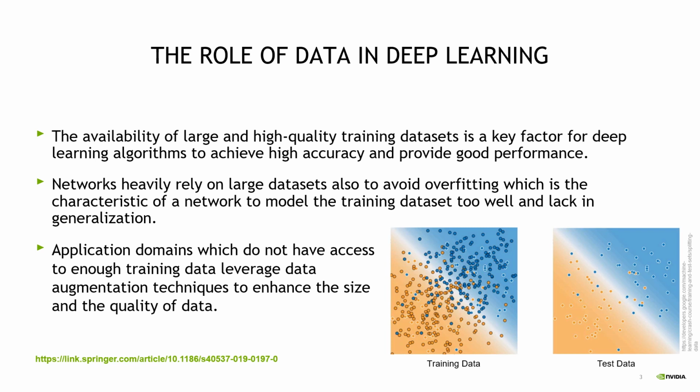Deep learning owes its success only partially to the architecture of the networks. The other reason for this is the availability of high-quality data to achieve higher accuracy. Networks heavily rely on large datasets also to avoid overfitting, which is the characteristic of a network to model the training datasets too well and lacking generalization. Furthermore, application domains which do not have access to much data, such as medical images, need to encompass data augmentation techniques to enhance the size and the quality of their datasets.